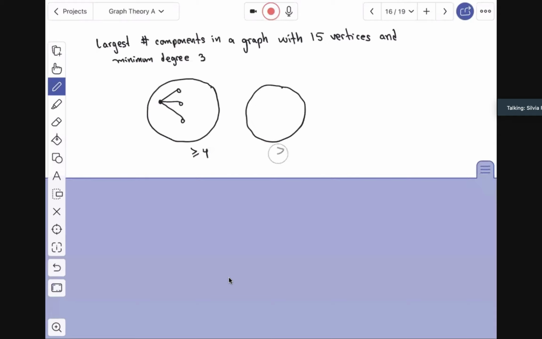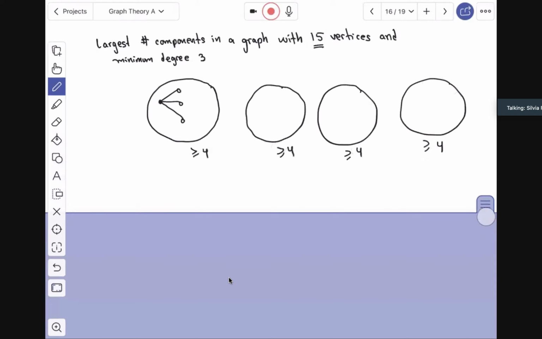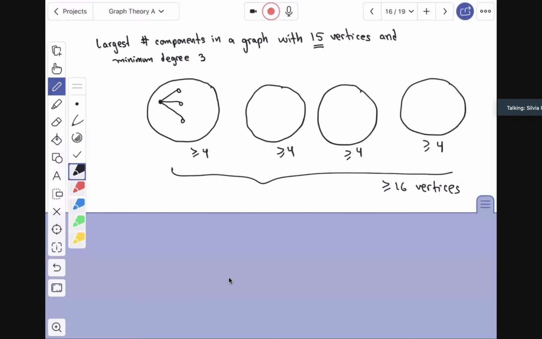And so any other component would have at least 4 more vertices, 4 vertices, 4 vertices, and so on, right? But I only have 15 vertices. And if I actually have 4 components, this will give me 16 vertices, right? So I cannot have 4 components. If I'm lucky, I can have 3 components. That's the largest I can.